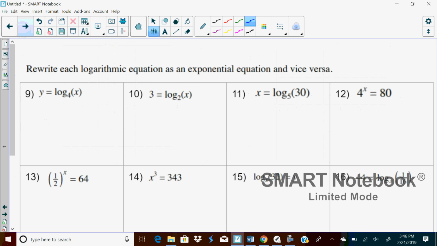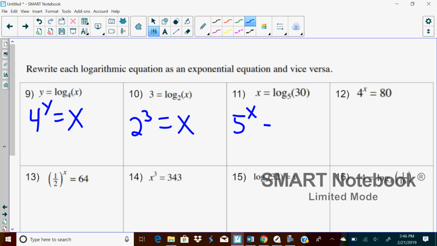Problem 9 through 16. I just have to rewrite the logarithms as exponential and vice versa. So I'm not actually solving anything. I'm just rewriting it. So this first one, 4 is the exponent. So it's 4 to the y equals x. This one is 2 to the third equals x. 5 to the x equals 30. The log base 4 of 80 equals x.